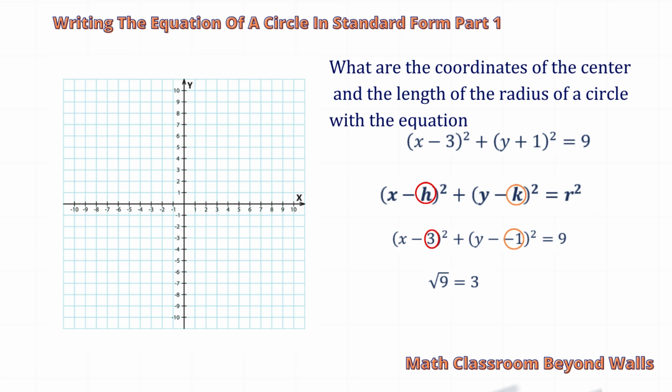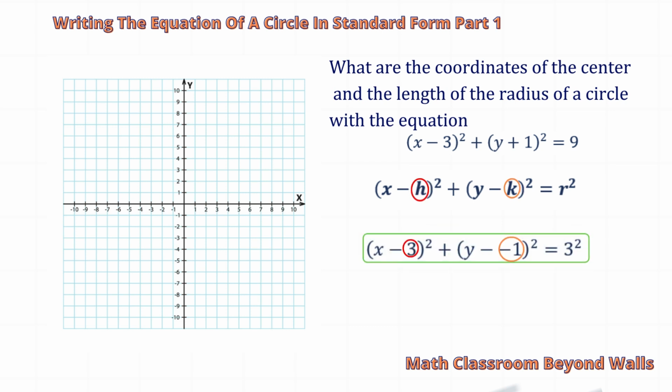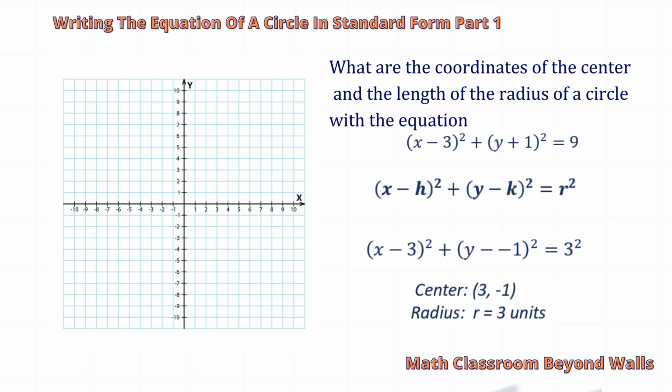So, 9 on the left side of the equation is now written as 3 squared. Let us apply that on our equation. Here is our equation now. Here, we can easily identify the center h, k and the radius r. Therefore, the circle with the given equation has a center at 3, negative 1, and a radius of 3 units. With the center 3, negative 1, and the radius r equals 3 units, we have everything we need to graph the circle.